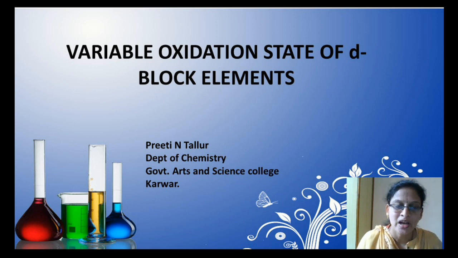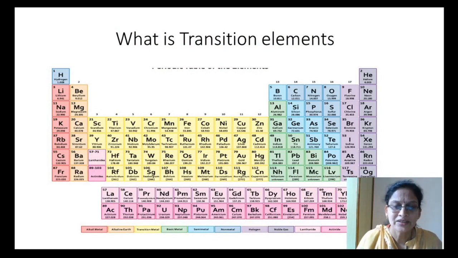In this video, I am going to explain variable oxidation state of D block elements. Transition elements are also called D block elements. The transition elements are defined as the elements which have partially filled d subshells in their elementary form or in their oxidation state. In the periodic table you can see here the D block elements are shown with the yellow color.